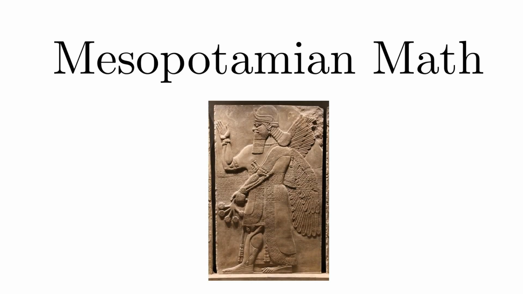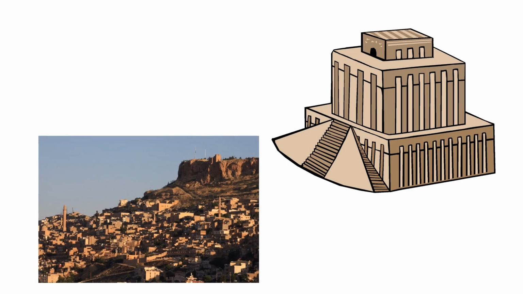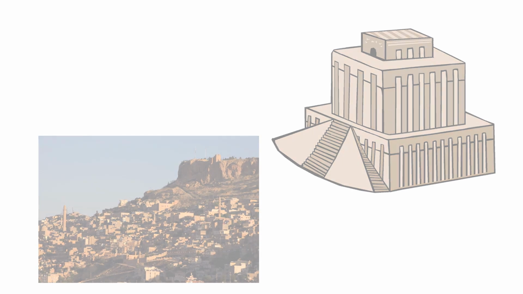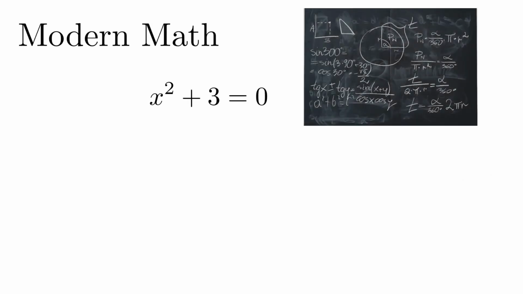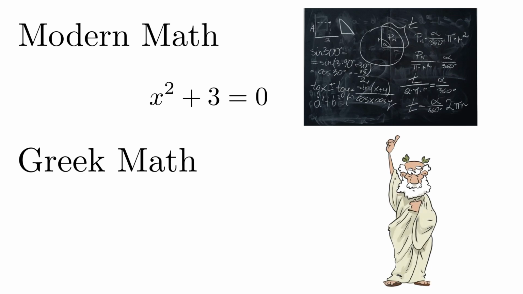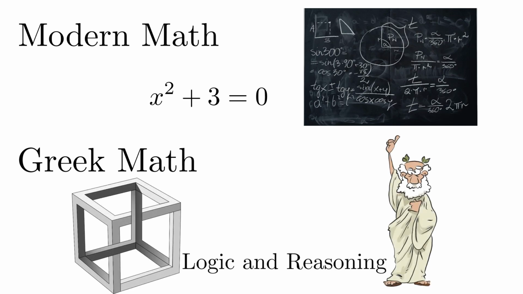In ancient Mesopotamia, math was an important tool used to solve problems related to agriculture, trade, and architecture. Although Mesopotamian math was highly sophisticated for its time, it was quite different from the mathematics we use today, as well as the mathematics used by the ancient Greeks.